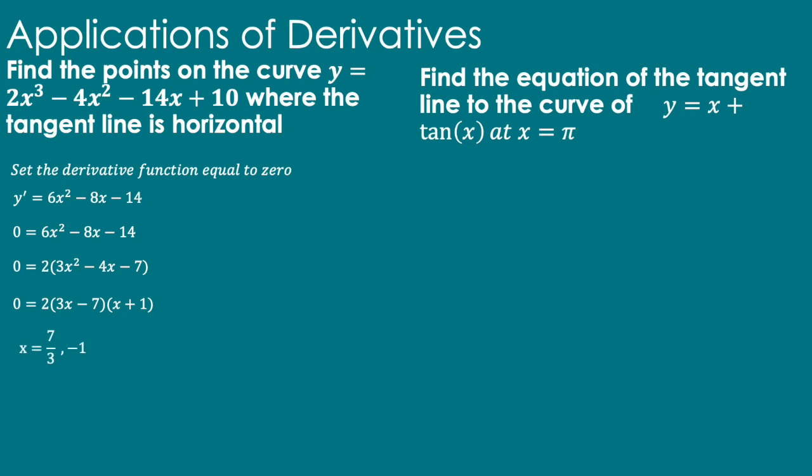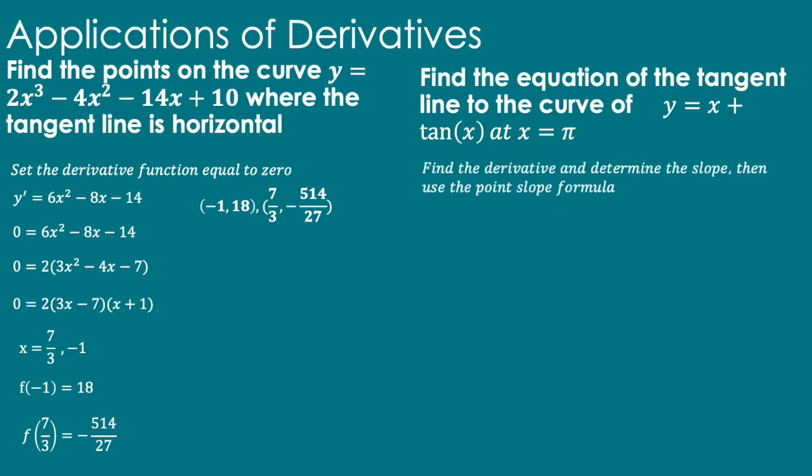So we solve for x, and then we plug in the critical values, which is what we get when we solve for x, into the original function because we want to find points on that curve. So find those coordinates, and then that will be your answer. So these points correspond to where the tangent line is horizontal.